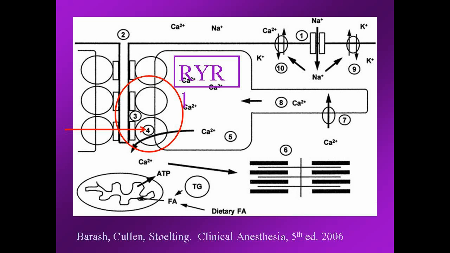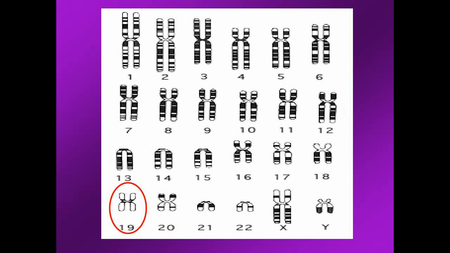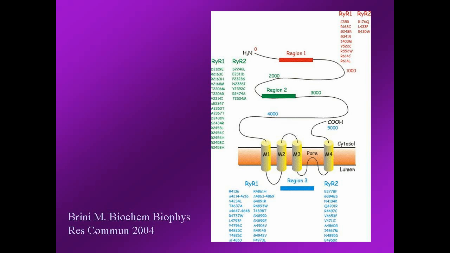As you recall from our previous discussion, there is a large protein embedded in the wall of the sarcoplasmic reticulum called the ryanodine receptor, or RYR1, that serves as the calcium release channel of the sarcoplasmic reticulum. The gene for the RYR1 protein is located on chromosome 19.